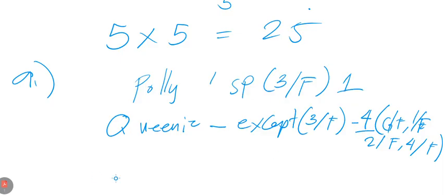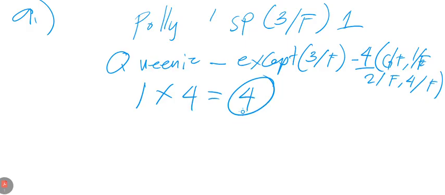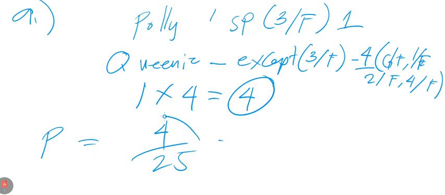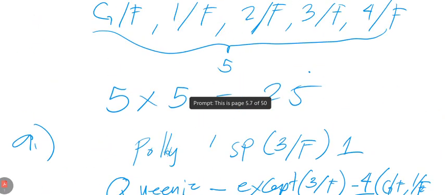Now, let's find the favorable outcomes. Since we have 1 and 4, we multiply them. So 1 times 4 is 4. The probability is 4 out of 25. So let's write 4 out of 25 as our probability for A.